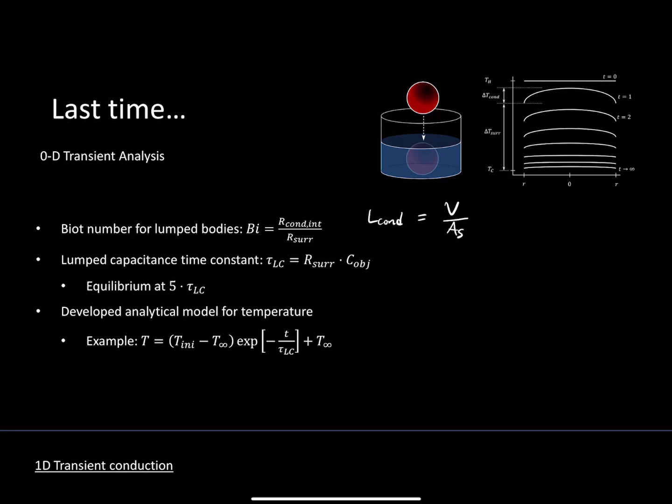Going through this analysis, we end up with a lump capacitance time constant. This is a descriptor of the amount of time that it takes for the object to react to a change in its surroundings. If we want to capture the entire time that it takes to come to equilibrium, we use 5 times tau LC. Lastly, we developed an analytical model for temperature as a function of time for a specific example. So here we have a body that's starting at T initial. It's exposed to T surroundings, and it approaches T surroundings according to this equation.